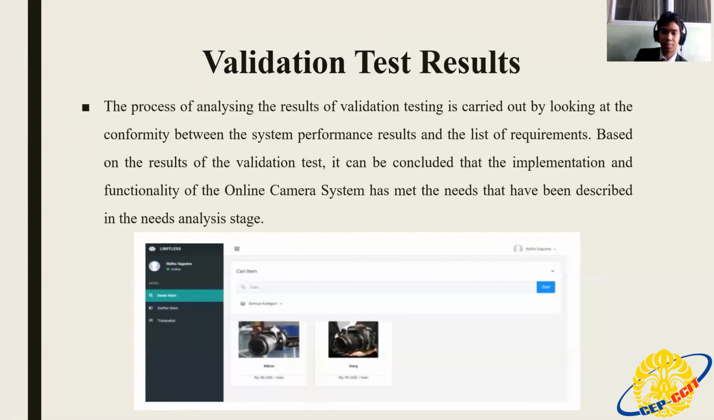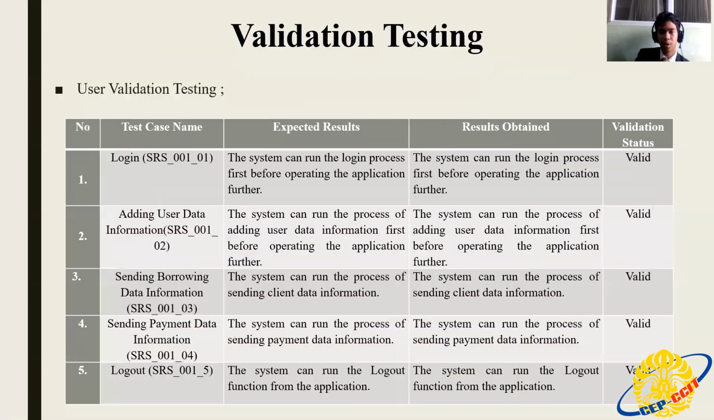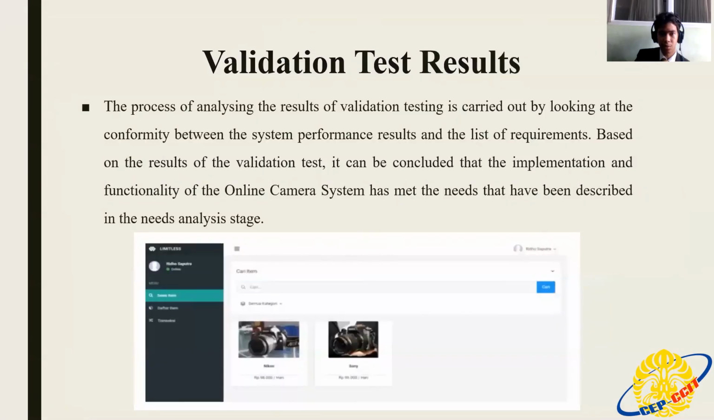The validation test results are carried out by looking at the conformity between system performance results and the list of requirements. We have already explained the validation testings from our previous tables. So based on the results of the validation test, it can be concluded that the implementation and functionality of the online camera rental system has met the needs that have been described in the analysis stage, just as my friend has explained.